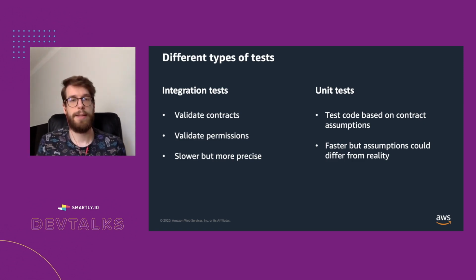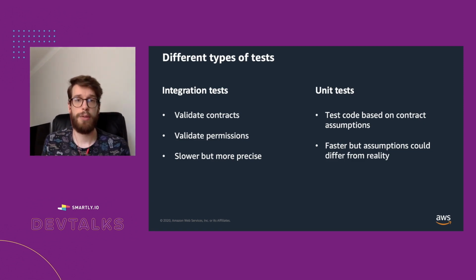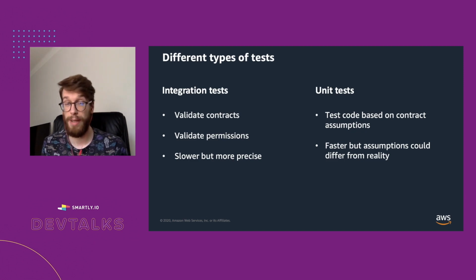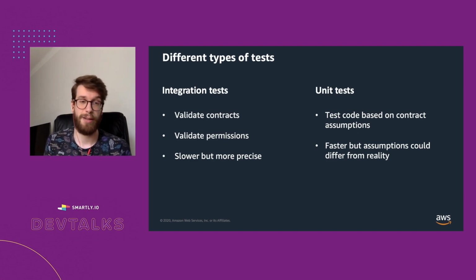Then on the unit test side, that's where you just test the code based on contract assumption. So you assume that the service will behave this way, that it should behave this way. And it's faster because it just runs on your local machine. You don't have this whole cycle of deploying. But because of making assumptions, because when you're mocking and so on, you're making assumptions on some aspects, you're assuming that your permissions are configured correctly, you might make mistakes. But the integration test will help you catch that.